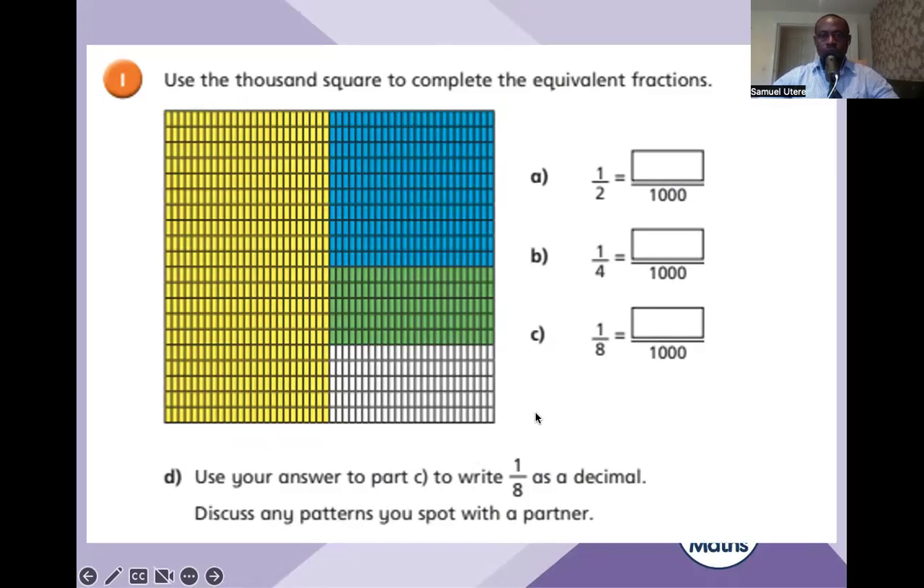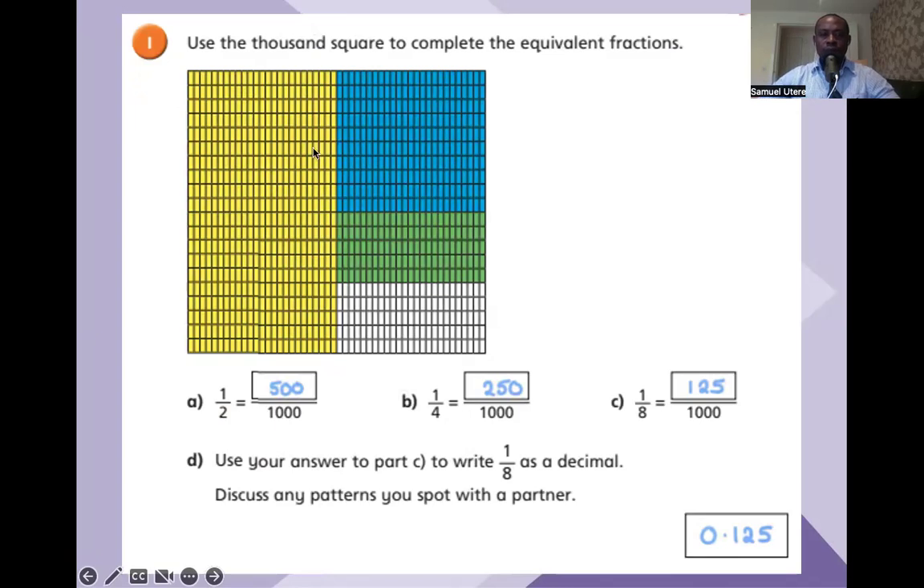Assuming you've paused the video and you've answered question 1, here are the answers. Let's discuss them. Here you were asked, use the 1,000 square to complete the equivalent fractions. Looking at this, you can see that a half will be 500. You can see these are 500 squares, 500 out of 1,000. A quarter will be 250, and 1/8 will be half of that, which is 125 over 1,000.